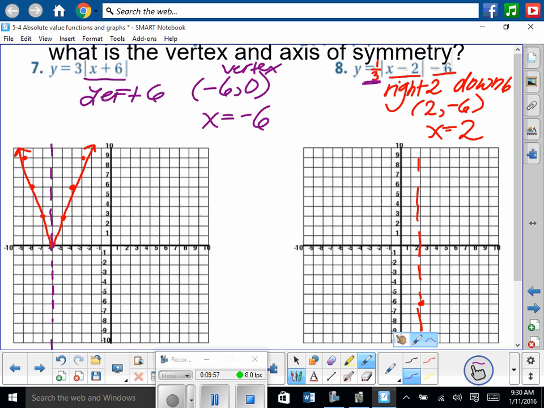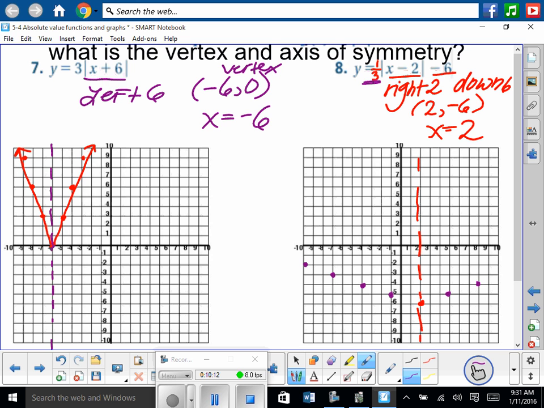So you go up 1 over 1, 2, 3, and 1 over 1, 2, 3. So same on this side, 1 over 1, 2, 3, and 1 over 1, 2, 3.